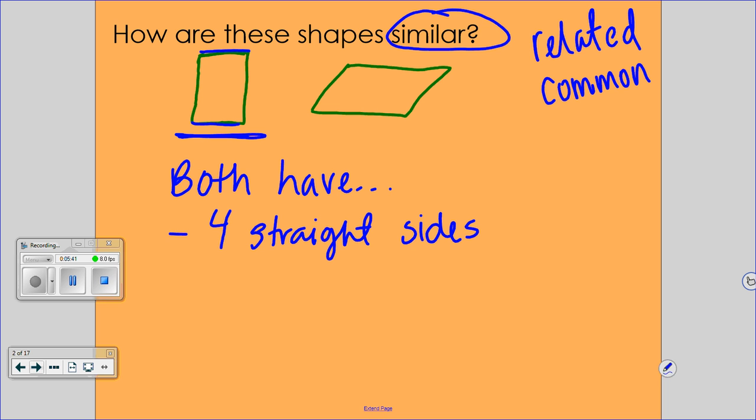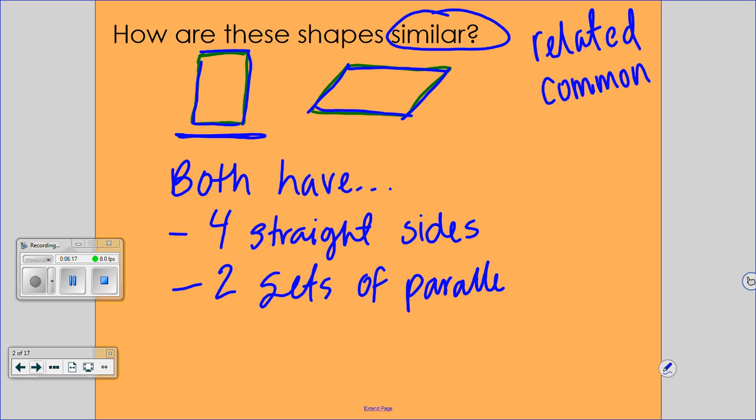Show me the other set of parallel sides. I've already done top and bottom. Show me the other side. Just like this. Up and down. Those are parallel. Show me this shape's parallel sides. So I have my sideways ones are parallel. What else? So they both have two sets of parallel sides or lines. Any other things they have in common?